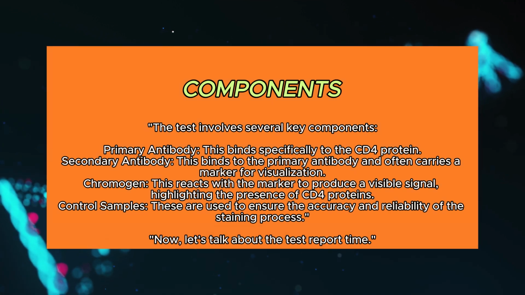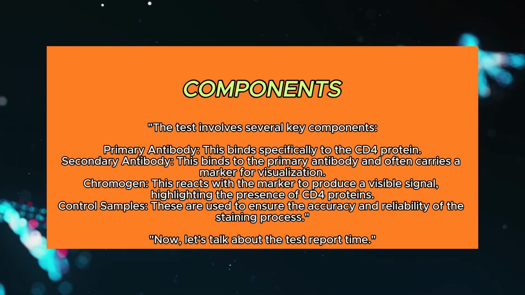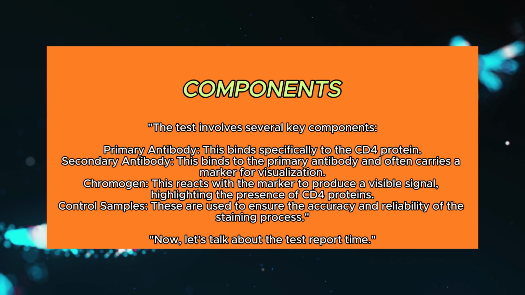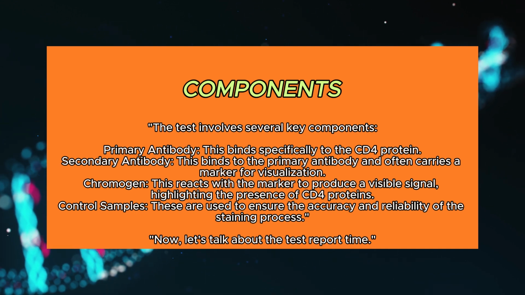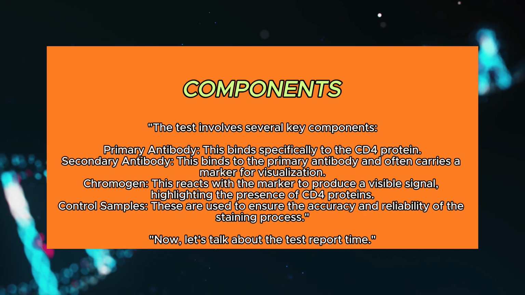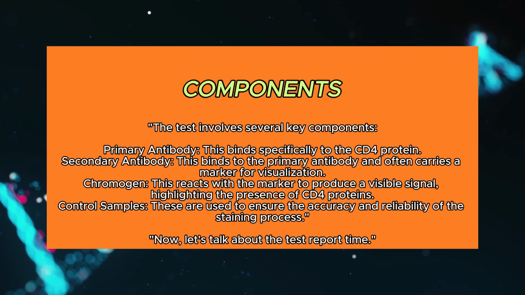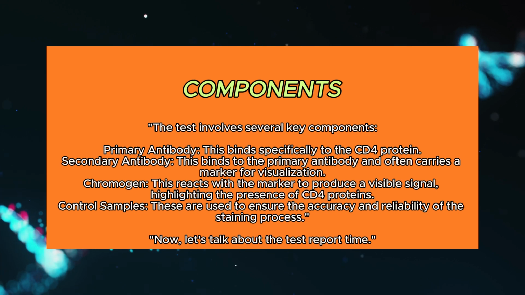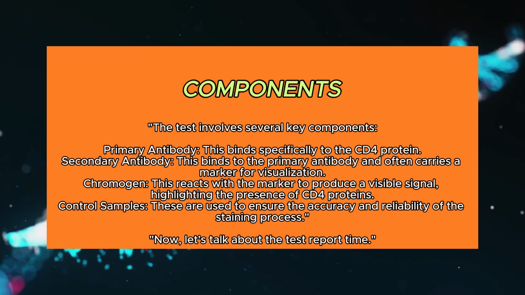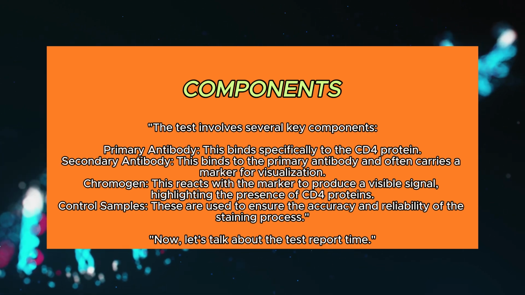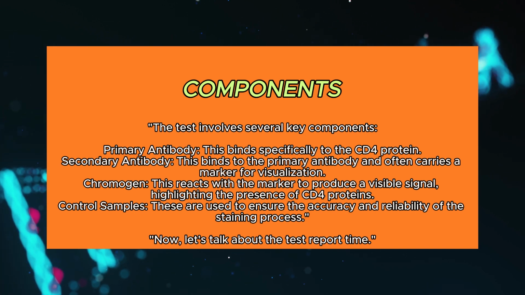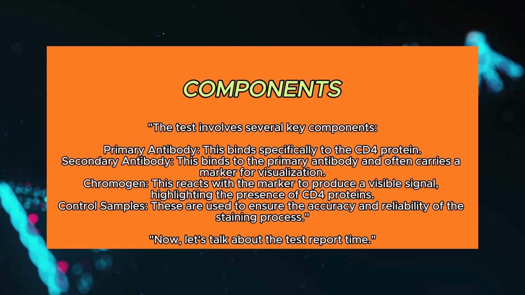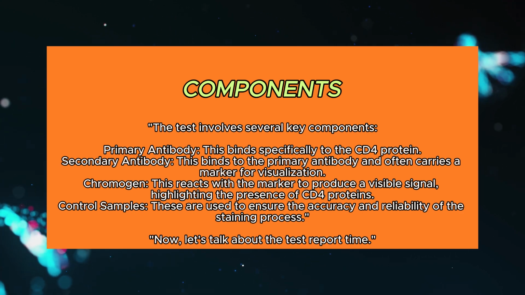Components include: the test involves several key components. Primary antibody. This binds specifically to the CD4 protein. Secondary antibody. This binds to the primary antibody and often carries a marker for visualization. Chromogen. This reacts with the marker to produce a visible signal, highlighting the presence of CD4 proteins. Control samples. These are used to ensure the accuracy and reliability of the staining process.